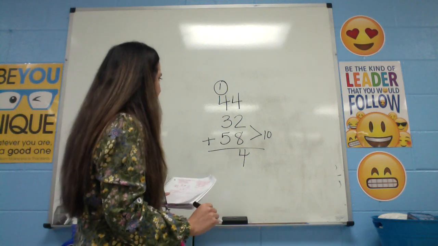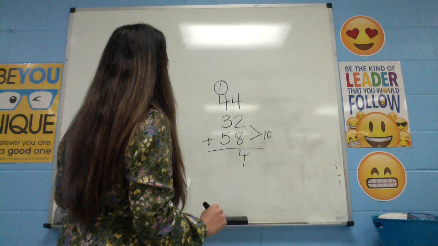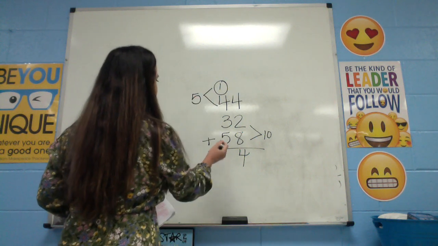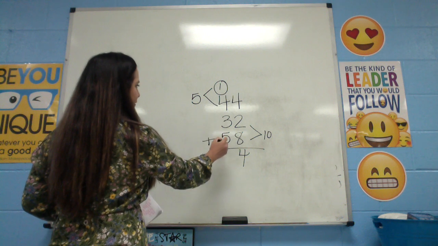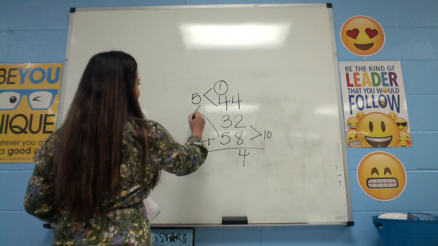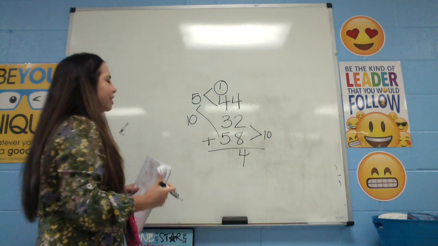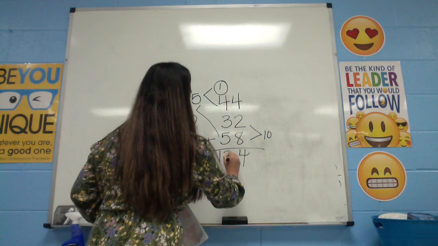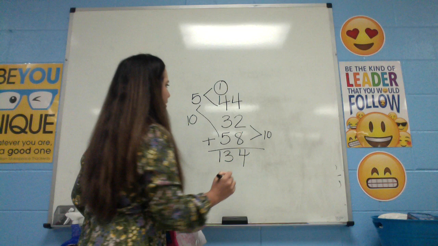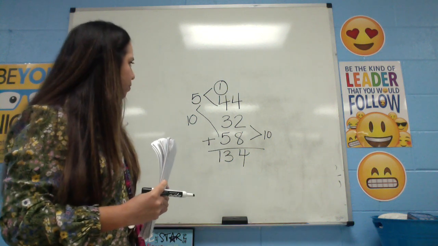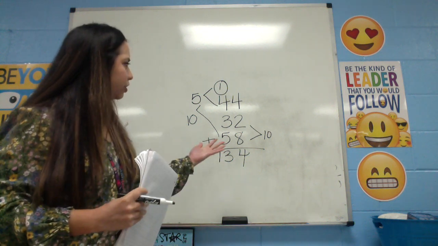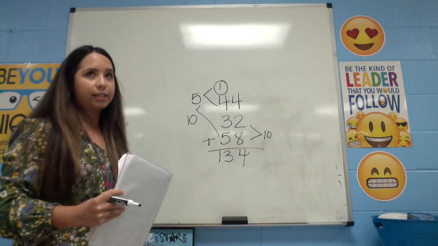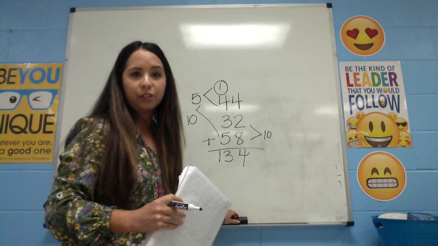All right, now I can group the tens. I know that 4 plus 1 is 5. Here we have 5 plus 5. That is 10. And then 10 plus 3 is 13. Bring that down. So our sum, our answer is 134. And I grouped the ones and I grouped the tens, and that's how I got my answer. That's the associative property.